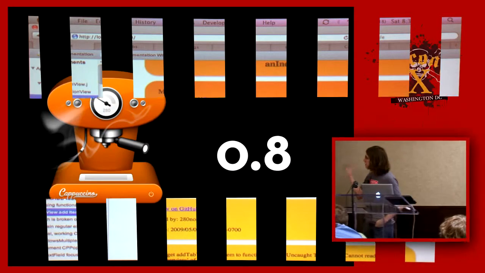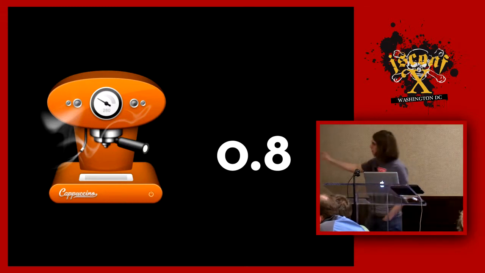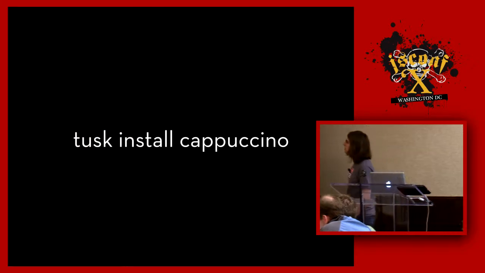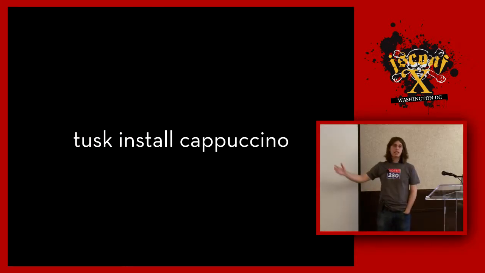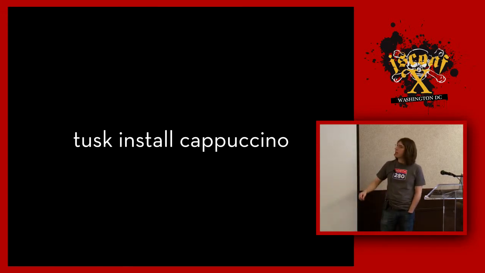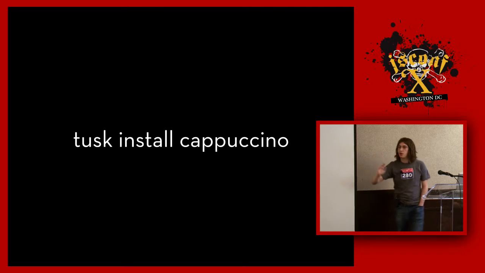All right, so that was, again, Socratic. And now I want to talk about Cappuccino just for a little bit about our new release. The coolest part about the new release is that it is built entirely on top of CommonJS, which means if you're already running Narwhal or any other CommonJS distribution, you can now install Cappuccino with the JavaScript package manager known as Tusk. Tusk install Cappuccino, and you will have it.